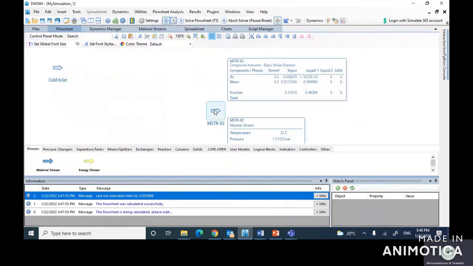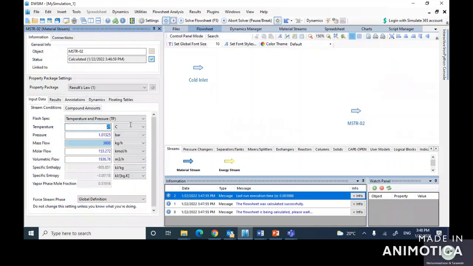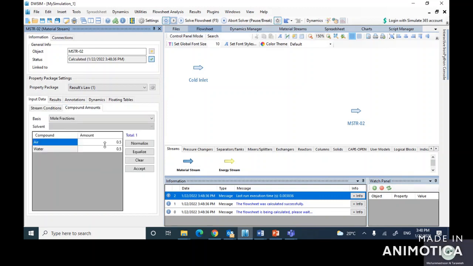Next, go to the second stream that you have added, and we know the initial temperature, it's 70. The pressure is 1 bar. The mass flow rate happens to be 1000. We need next to specify the mole fraction. It's purely air, so the mole fraction or the mass fraction of air is 1. For water it is 0. Click accept, and change the name to hot inlet.